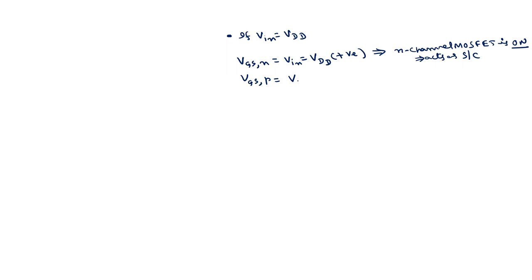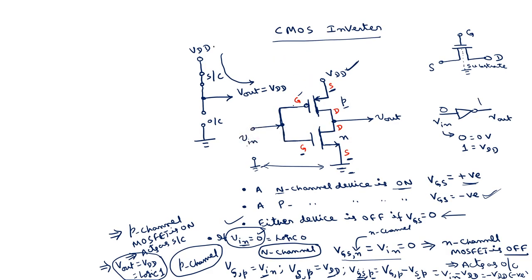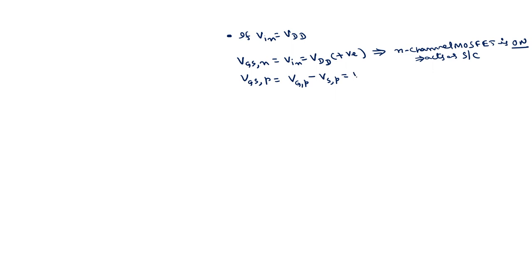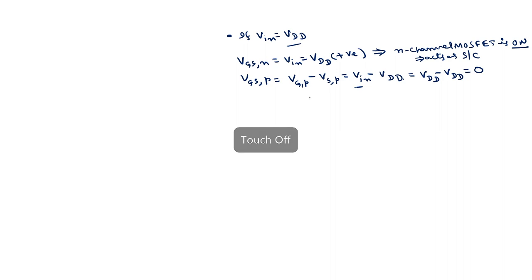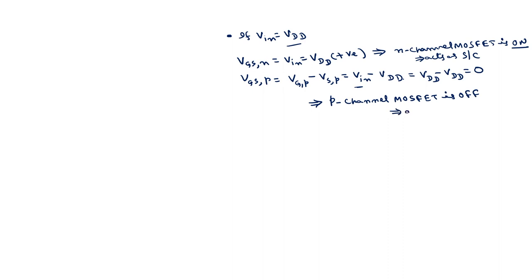Then what is VGSP? It is nothing but VGP minus VSP. VG is Vin and VSP is VDD. But what is Vin? VDD. This is equal to VDD minus VDD. This is equal to 0. If VGS of the device is 0, this will be off. Implies P channel MOSFET acts as open circuit in ideal case.